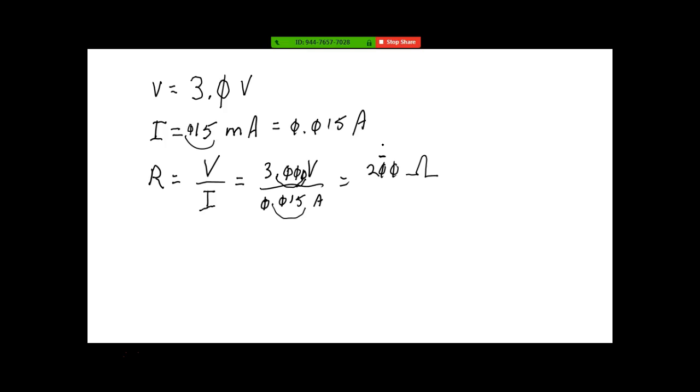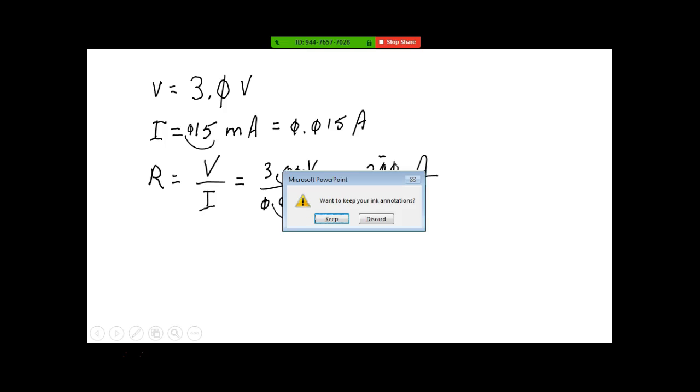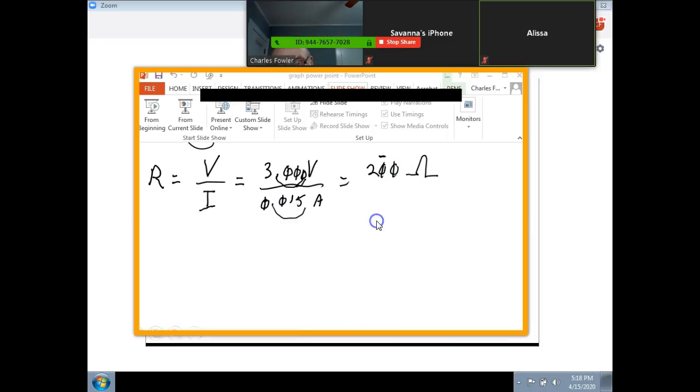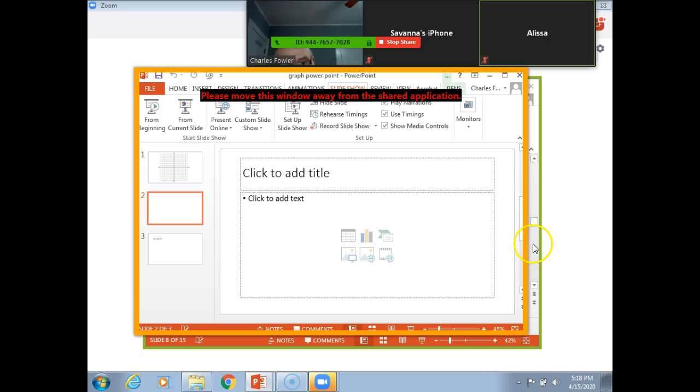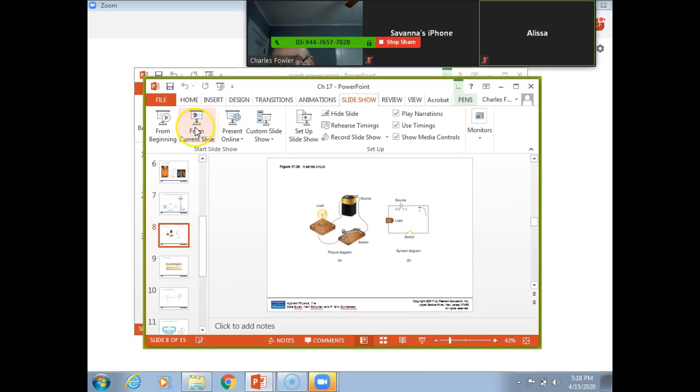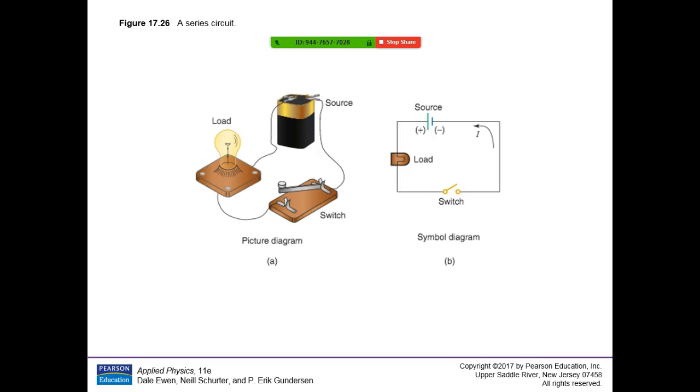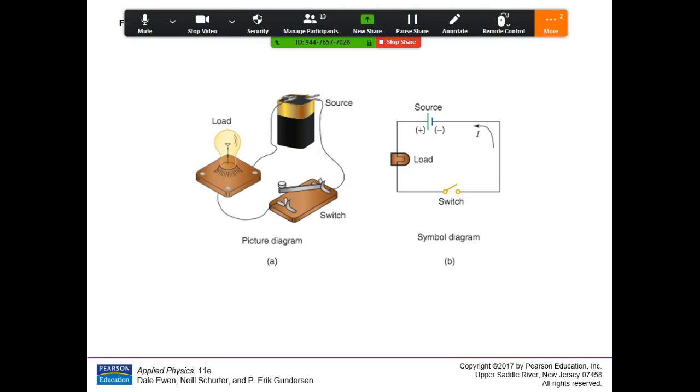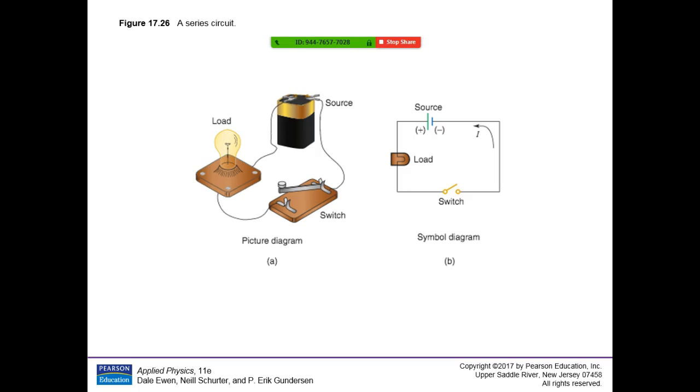All right. The next topic here is going to be a series circuit. And I want to use the illustration from the book to help with this. So I'm going to this other display, and we'll go from current slide here. And this is what you see in figure 17.26 on page 468. And I will try to point out what's going on here.